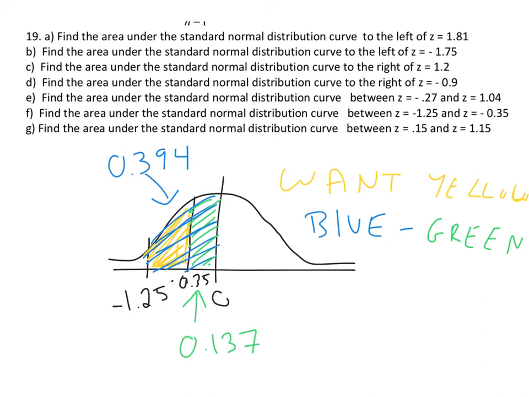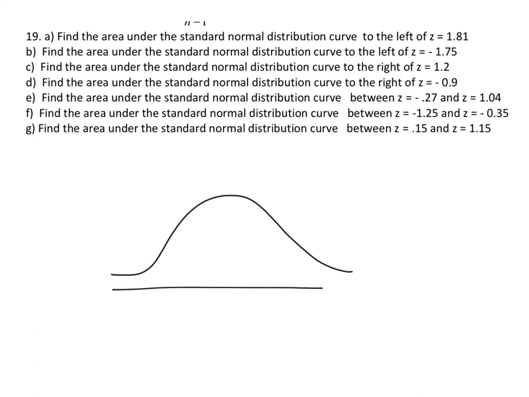So you're going to do 0.394 minus 0.137, which I may have misspoken at some point because I kind of am hearing 1.37 in my head. But anyway, 0.394, the blue part, minus the green part, 0.137. And what we're going to come out with is the yellow part, which comes out to be 0.257.